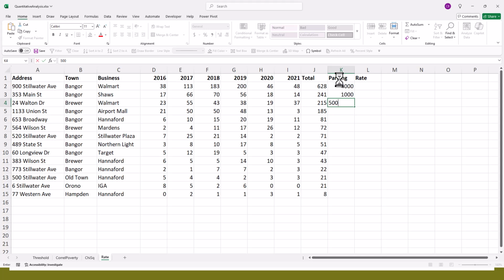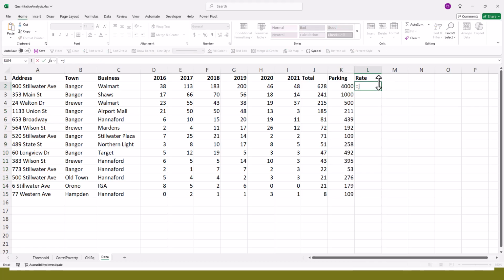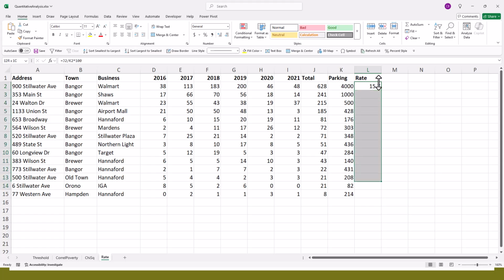So, I'll just randomize the rest. I don't know what they actually are. I actually had students go out and calculate these at one point, but I didn't save that. So anyway, we can take the total number of crimes, divide it by the number of parking spaces, and multiply it by something like 100. So we get the number of crimes per 100 parking spaces.